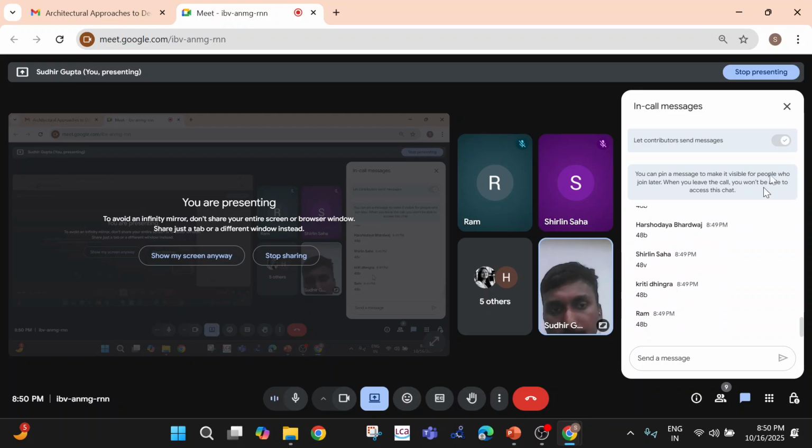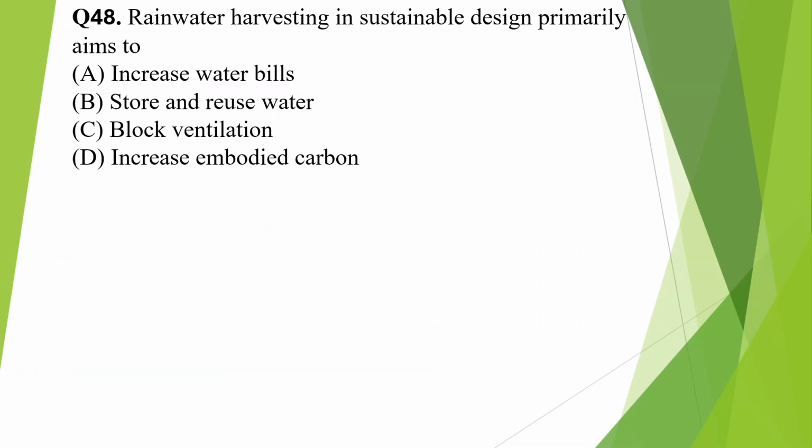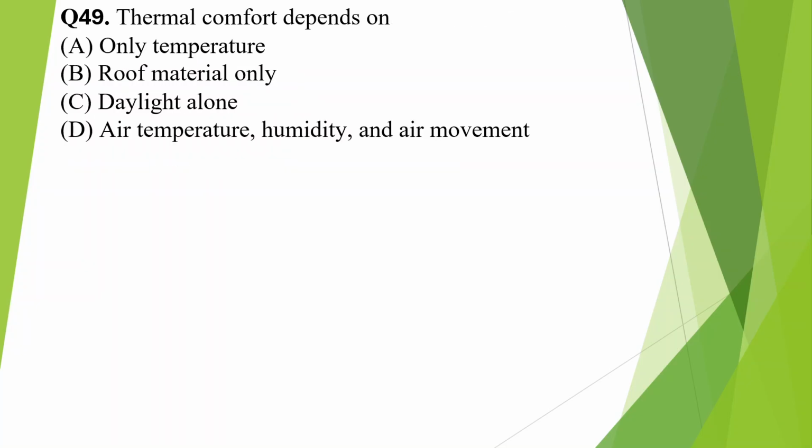Yeah, a lot of people have answered, and they have answered that B is the correct answer. Yeah, because this rainwater harvesting conserves fresh water, all of you know, and it also supports green buildings. So this can only be done when it will be storing and using the water. That is the only correct answer out of the four options mentioned in question number 48. So let us move to the 49th question then.